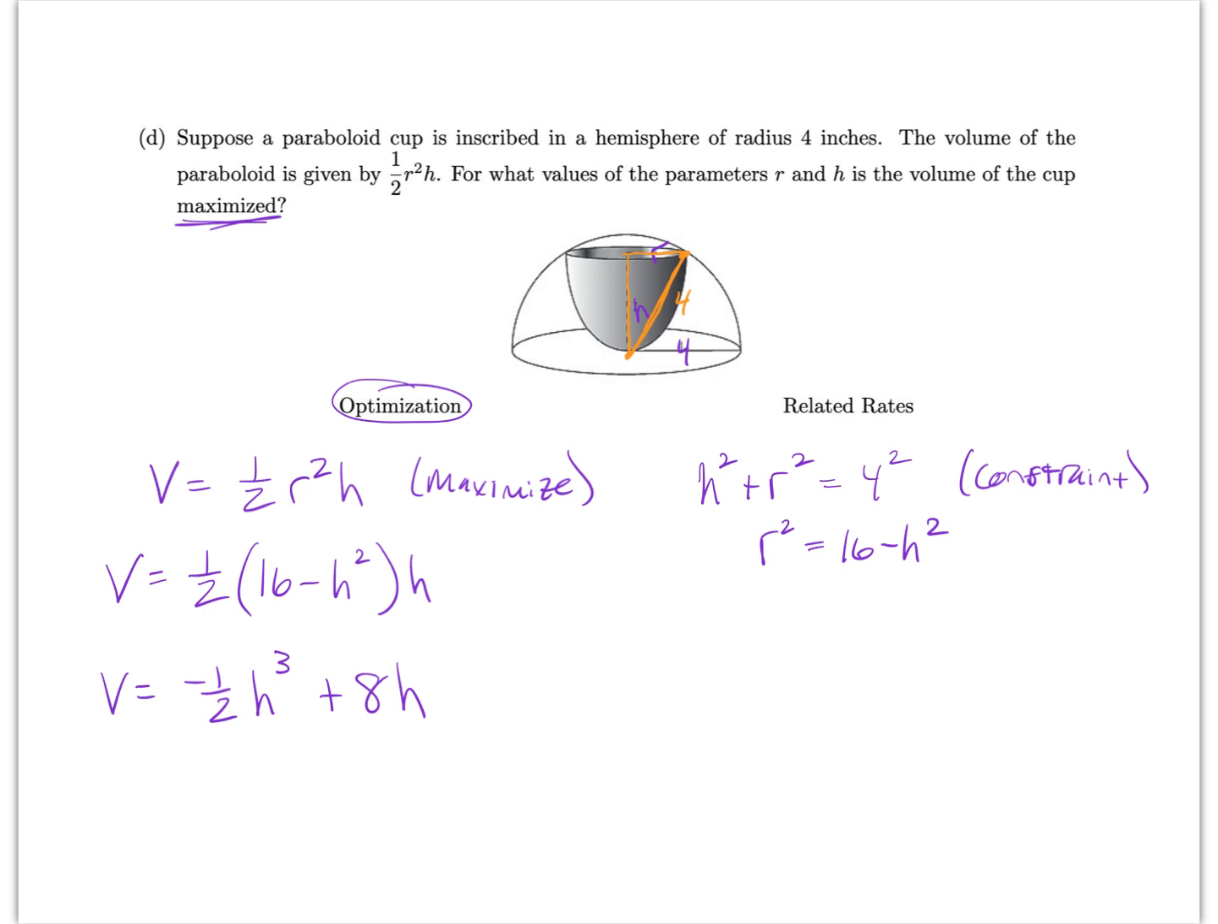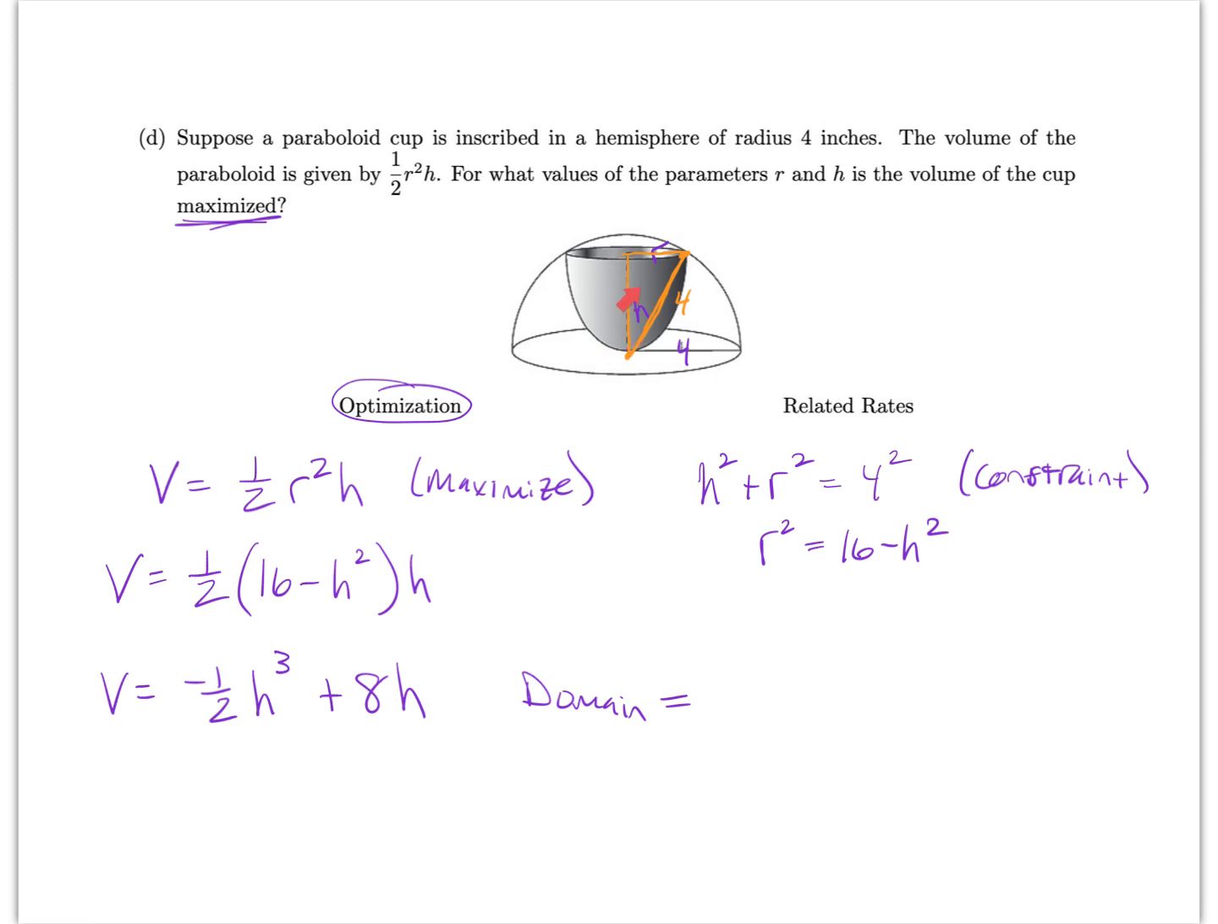This is what I want to maximize. And the way we maximize a function is by taking its derivative and setting it equal to 0. That allows us to find critical points. And then we also need to check the endpoints of the domain. So I need to think about the domain of this function. Those are values of the input variable h.